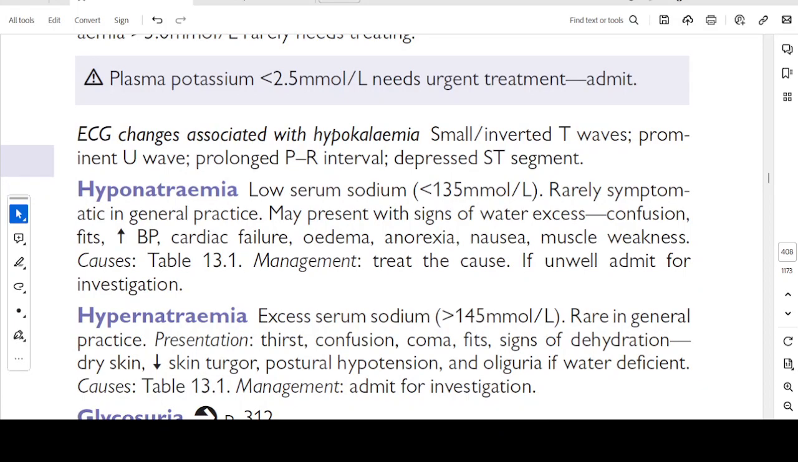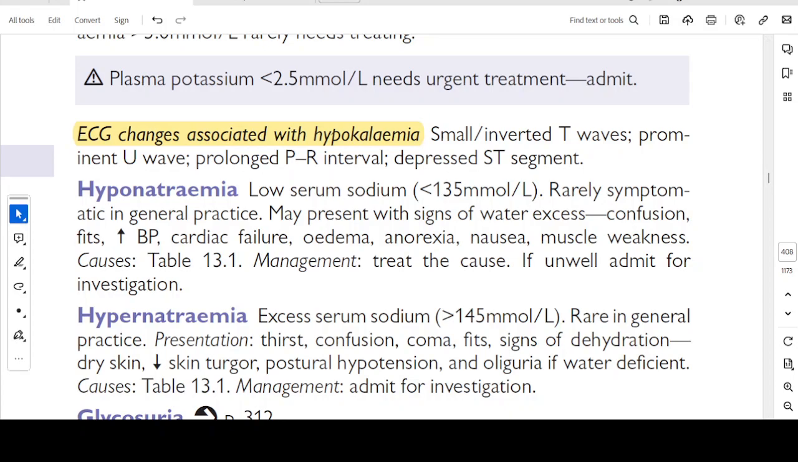ECG changes associated with hypokalemia. Small inverted T waves, prominent U waves, prolonged PR interval, depressed ST segment. So here there are major changes in the ECG when there is hypokalemia. Starting from the start of the ECG, there will be a prolonged PR interval. After the prolonged PR interval there will be a QRS, and after the QRS there will be a small depressed ST segment, and then inverted or small T waves and a prominent U wave.